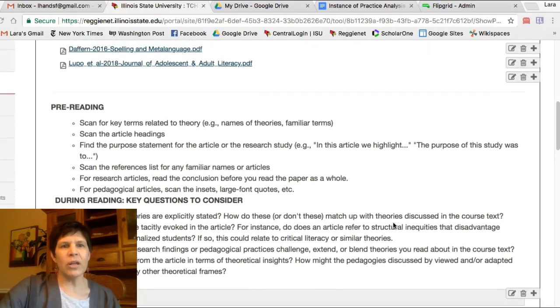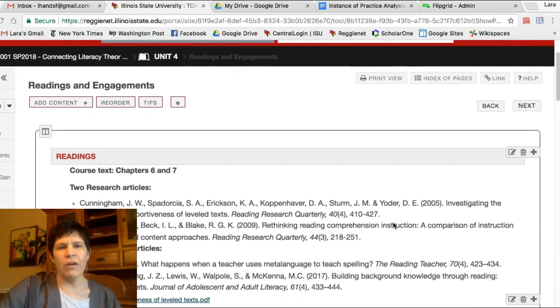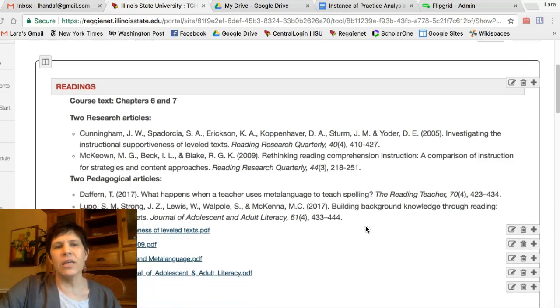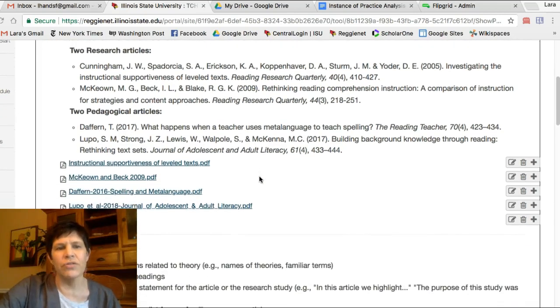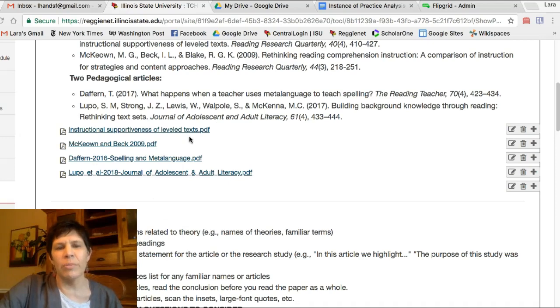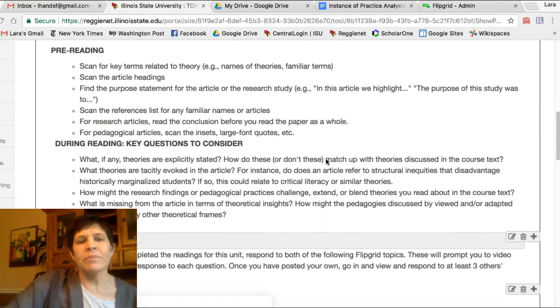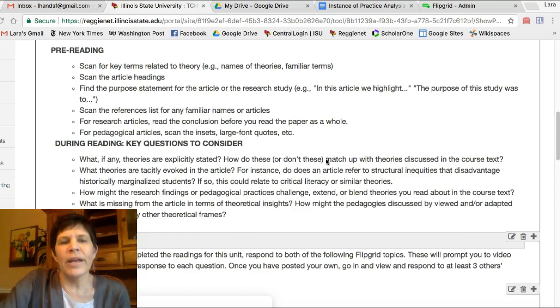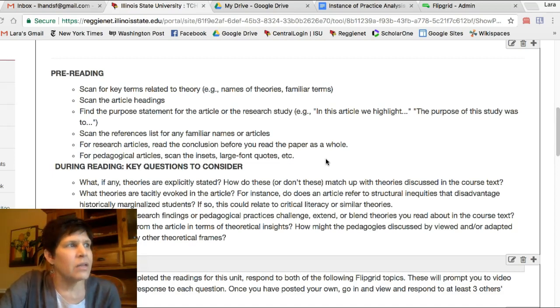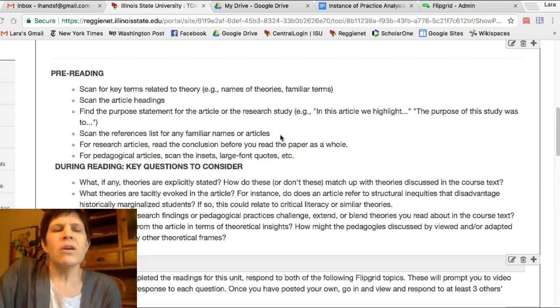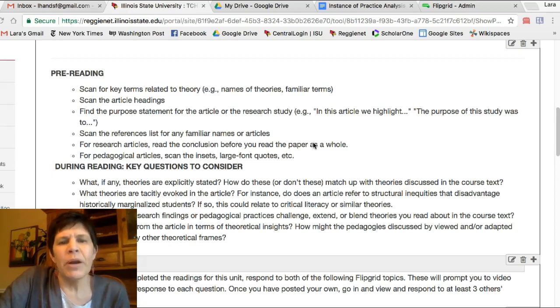Okay, so right now I'm in a sub-page of Unit 4 called Readings and Engagements, and you'll see a list of the readings for this unit, chapters 6 and 7, as well as the articles I just introduced you to. And you'll also see links so that you can download the PDFs right here. And right below that, I have some suggestions for reading, both pre-reading strategies and during reading strategies. Chances are these are familiar to you, and because much of what we are focusing on pedagogically in this unit is meaning making, I thought throwing in some strategies that are intended to support your meaning making would make sense. So again, some of these will be familiar to you, but perhaps not.